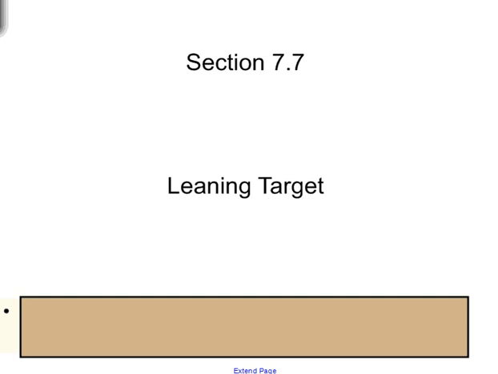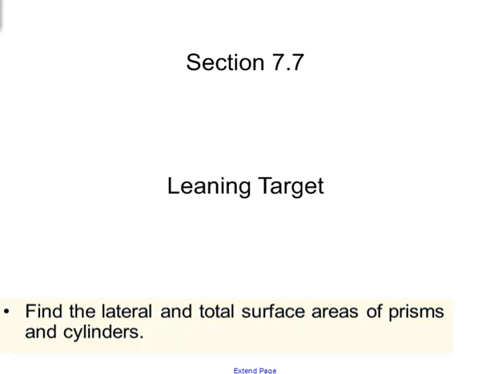Going to create our video, our review video for section 7.7. That's chapter 7, section 7. The learning target for today is to find the lateral and total surface areas of prisms and cylinders. Well, we've got some definitions to get down.